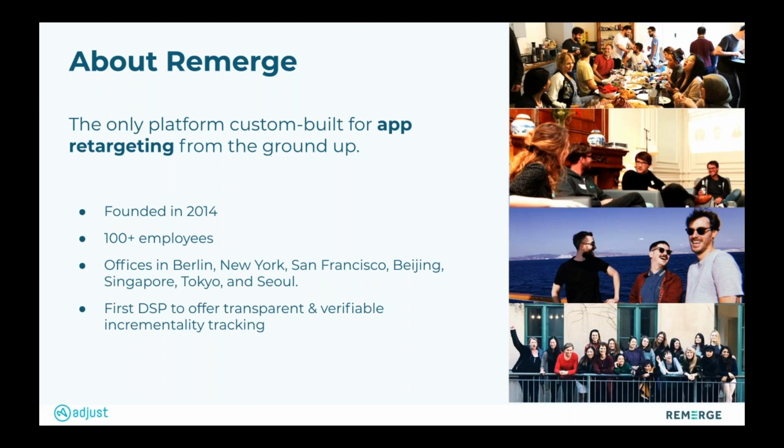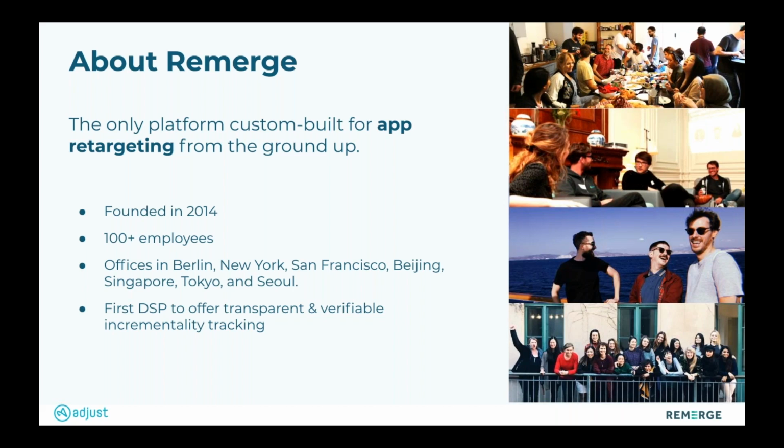What started in Berlin has now spread out to offices in New York, San Francisco, also Beijing, Singapore, Tokyo, and Seoul. And we are one of the first DSPs on the market offering transparent and verifiable incrementality tracking, meaning we can give you access to any kind of data related to your retargeting activities to measure if there is a potential impact on retargeting compared to your organic traffic.